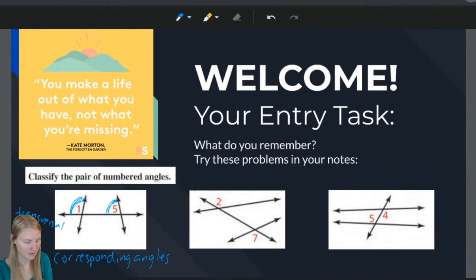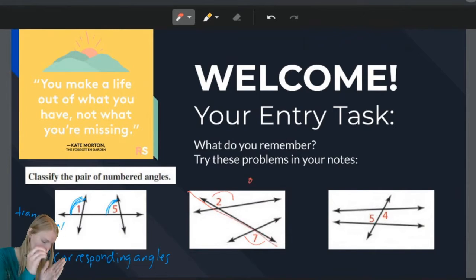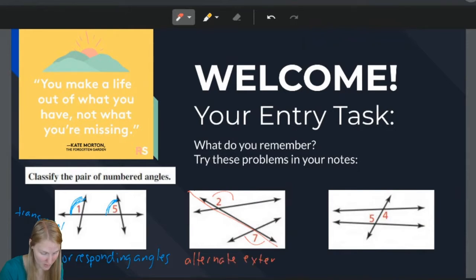Alrighty, new color. Angle 2 and angle 7. Well, let's see. They are on opposite sides of the transversal. One is on the right and one is on the left if you tilt your head. And notice that they are on the exterior of the two lines. So this means that they are alternate exterior angles. Alternate exterior angles.